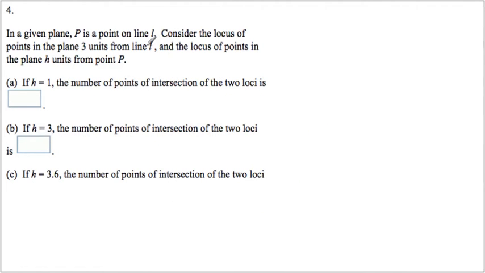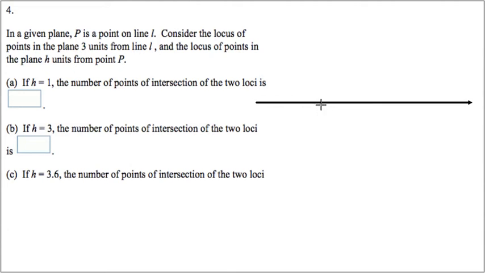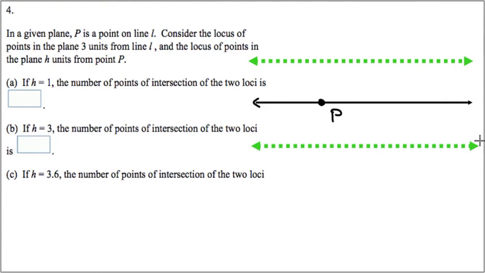Alright, so let's look at the next question here. In a given plane, P is a point on the line L. So let's look at line L here. Let us say this is a line L going the other way also. Now, P is somewhere here, let us say. Now, consider the locus of points in the plane 3 units from the line L. So for 3 units from the line L, let us assume that this is about 3 units this way, and so is this way.